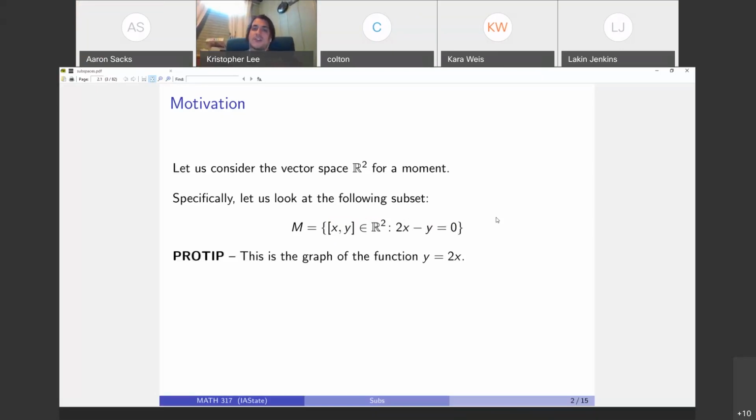So in other words, this is simply the graph of the function y equals 2x. If we think about what that looks like, that's a line going through the origin. And a line in R2 just looks like the real line. Specifically, y equals 2x is just the real line, but it's been rotated, it's been tilted. But it's still the real line. So it looks like the real line, just rotated in a different setting.